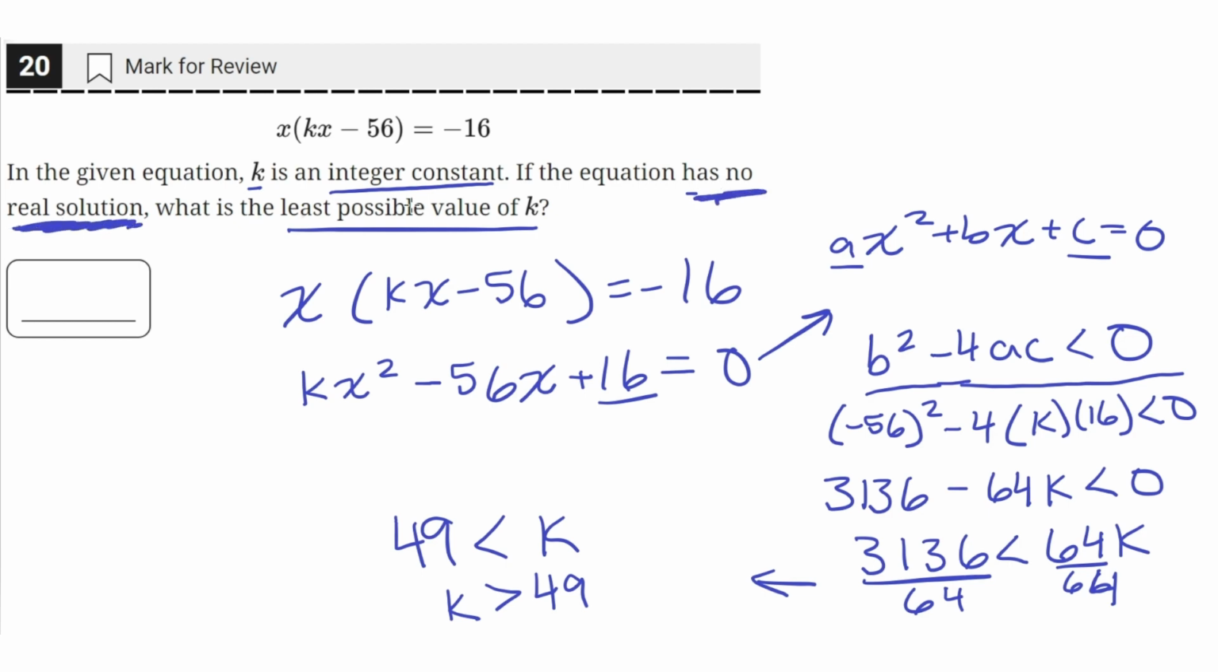So now the question asks us for an integer, which means like a whole number, positive or negative, and it has to be the least possible. So the smallest value we can be while also being an integer is something greater than 49. The next integer that is greater than 49 is 50. So the smallest integer possible for the value of k is 50.